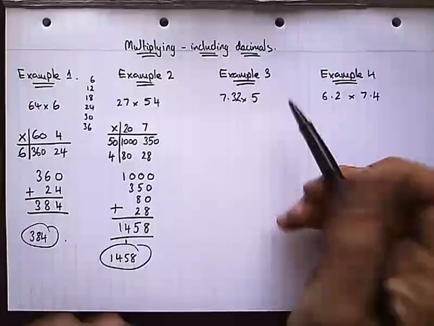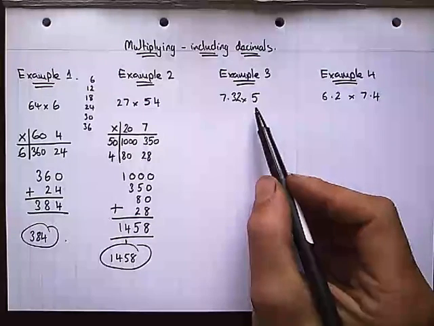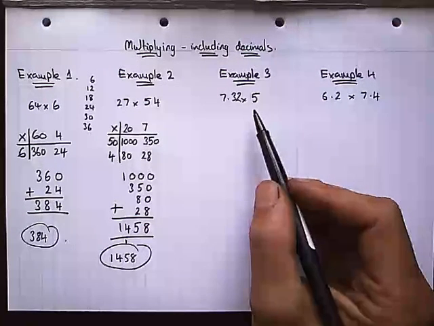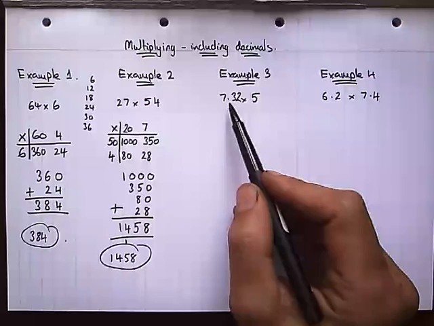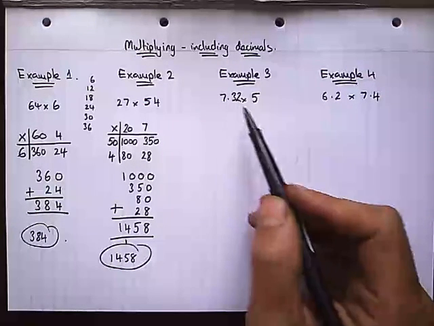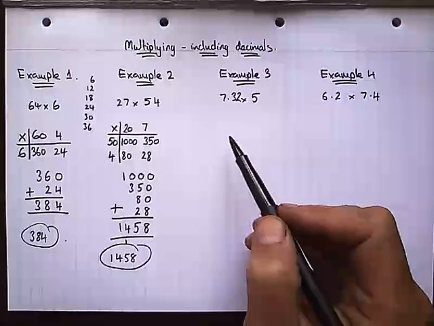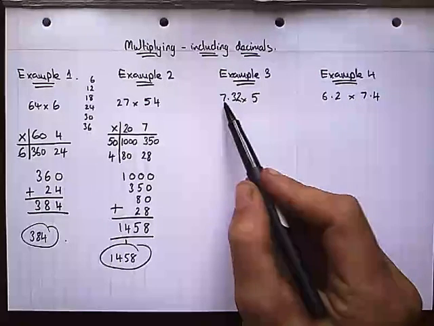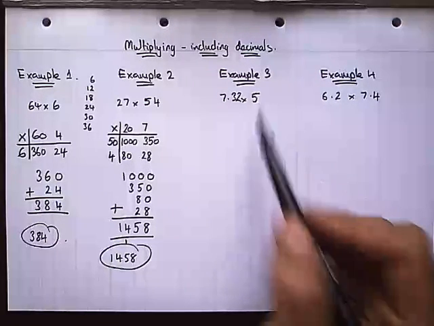Right, 7.32 times 5. Now the trick here is to ignore the decimal place and then put it back in at the end once you've done your answer. So I'm going to do 732 and I'm going to times it by 5.